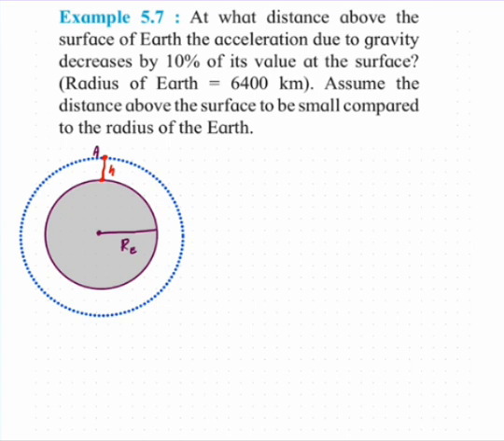So here you can see that, let's suppose this is the surface of Earth and here R is the radius, and assume that we have to find the value of this h. Suppose this is the value of h which we have to find, and assume that we have a point A at which the value of g decreases by 10%.